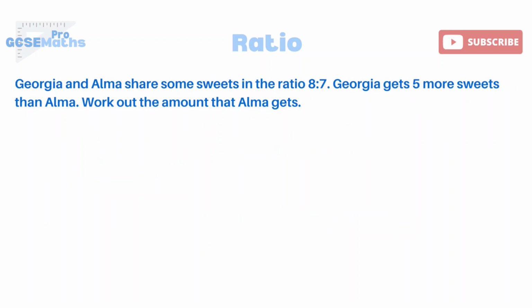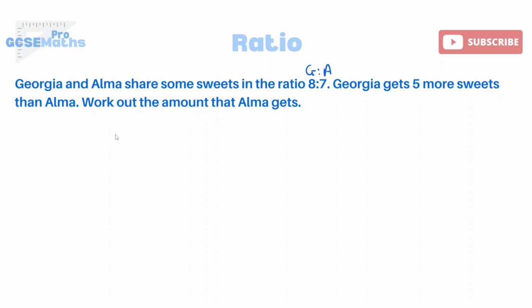Okay, so now we're on to the ones where we've got a difference. Georgia and Alma share some sweets in a ratio of 8 to 7. So that's obviously G, and that's A. Georgia gets 5 more sweets than Alma. So you can see how we've been given a difference now. We don't know how many Georgia gets, we don't know how many Alma gets, but we've been given the difference between the two of them. Work out the amount that Alma gets.